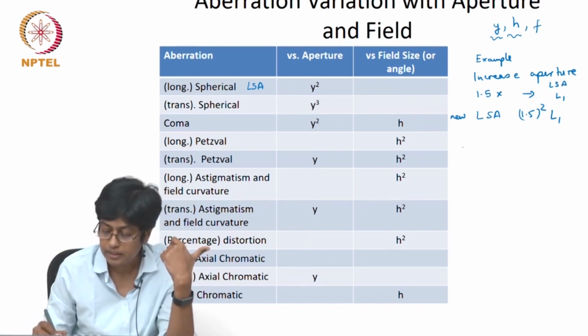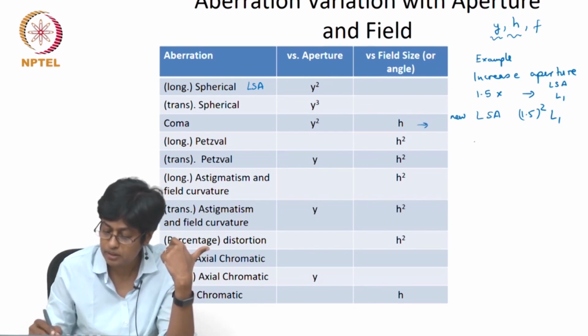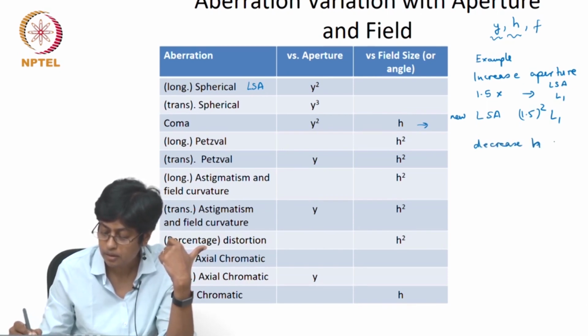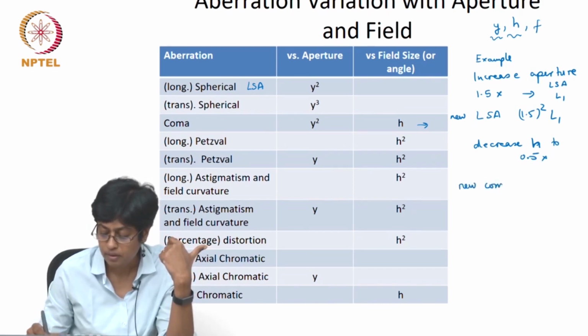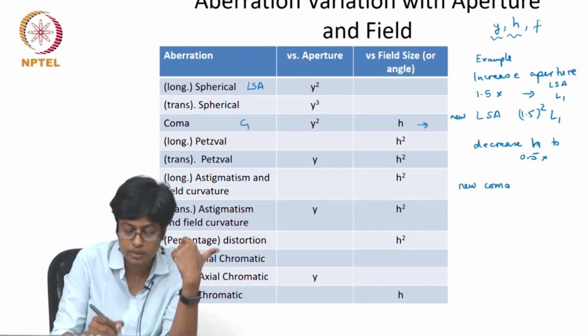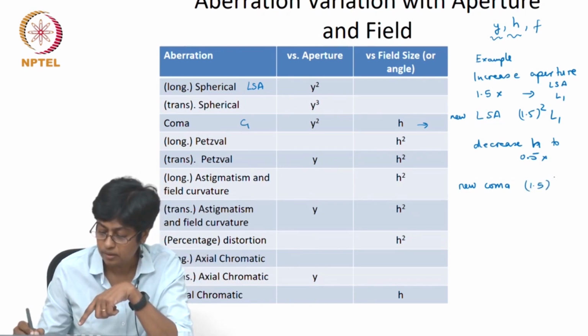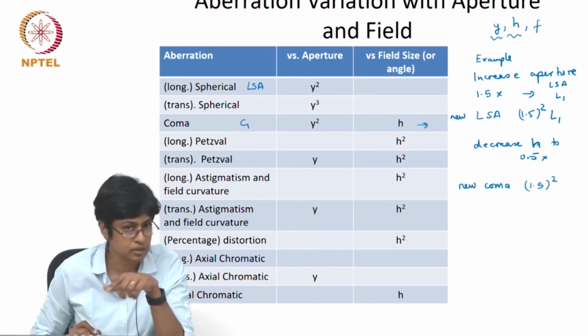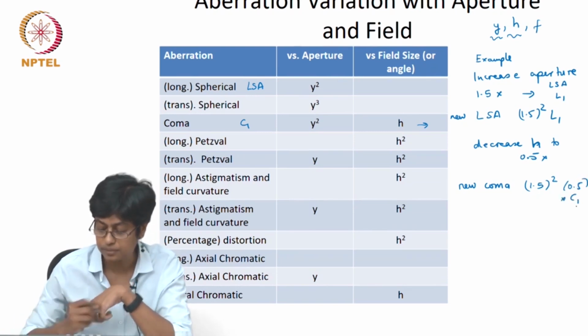Or on the other hand, let's say the coma, you have increased the aperture by this much. Let's say you also decrease H to 0.5 of its original value. So what is the new coma then? If the original coma was C1, then the new coma, it's y squared, so it will be 1.5 squared, and it will be 0.5, because it's only linear in H, times C1.